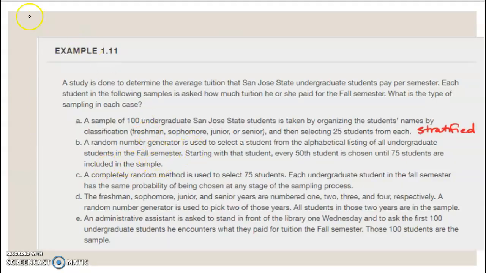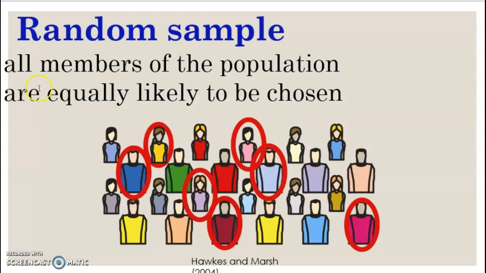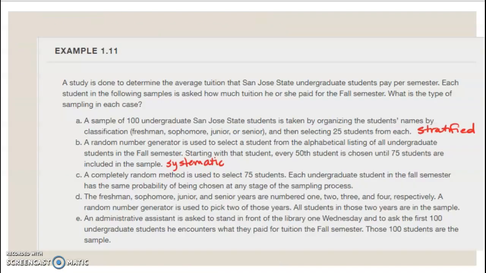A completely random method is used to select 75 students. Each undergraduate student in the fall semester has the same probability of being chosen at any stage of the sampling process. So that one is your random sample, a simple random sample. All members of the population are equally likely to be chosen. So that would be a simple random.